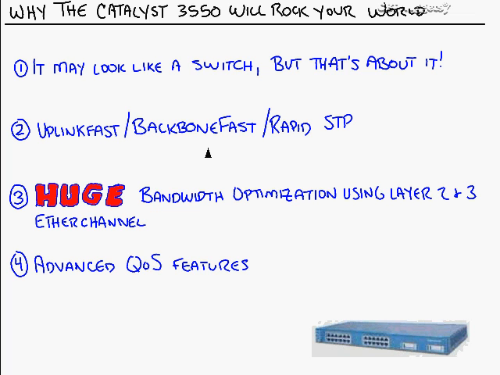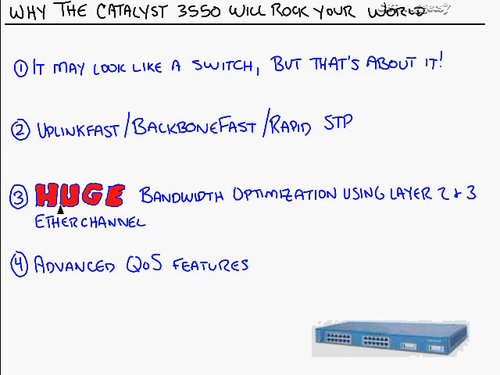UplinkFast and BackboneFast are used when we're trunking to other switches. They deal with making sure that there are no loops in a very fast configuration. Those are all on by default. We used to have to upgrade and enable these features on other switches. I had to outline it.